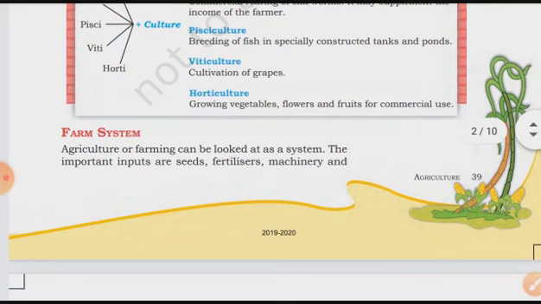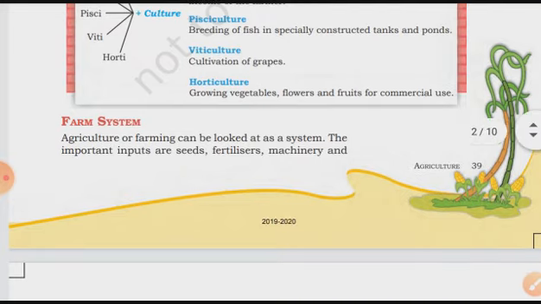Then after this one, farm system. Here we will come to know which sort of farms are found and which sort of things are needed for farming. Agriculture or farming can be looked at as a system. We can see farming as a system.